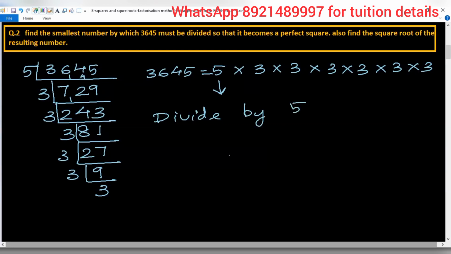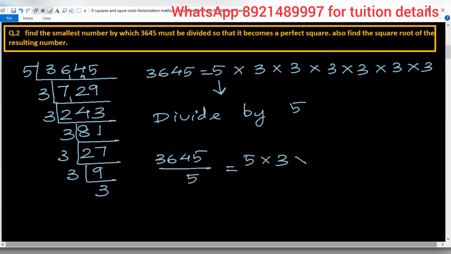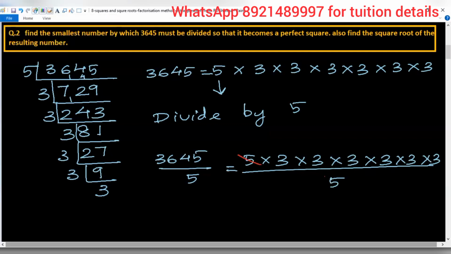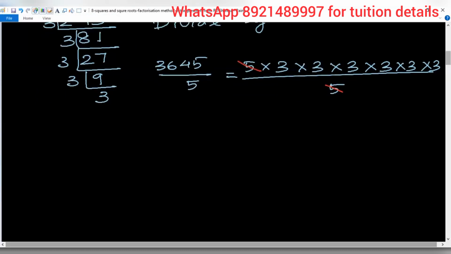by 5. That is 3645 divided by 5 is same as, see, 3645 is same as this, right? 5 one time and 3 6 times. 6 times 3 divided by 5. See here we can cancel that 5, right? So 5 got cancelled. Now what happens? Only 3's are there. How many 3's are there? 6 times 3.